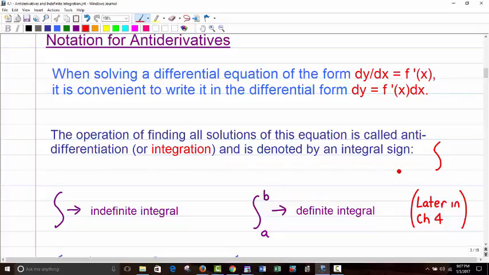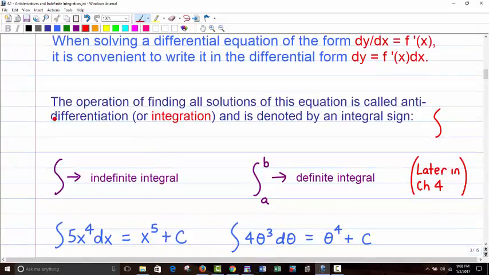And integration, symbolically, you notice how derivatives can be represented with prime or dy dx. That little curvy symbol right there, that little snake-looking thing, you put that in front of some function, that means you want to find its antiderivative. Now we have two types, and the problems are called integrals. So integration is the process of evaluating an integral.